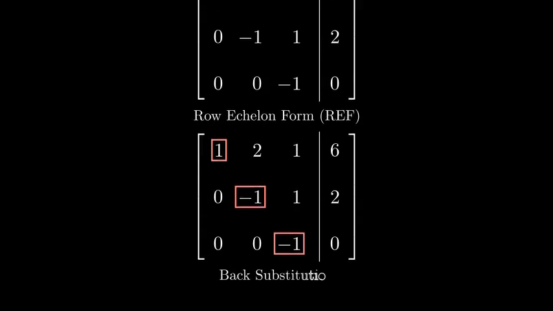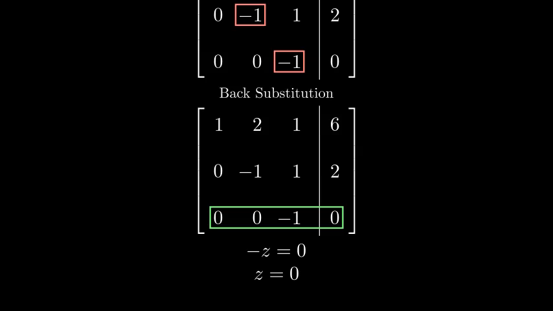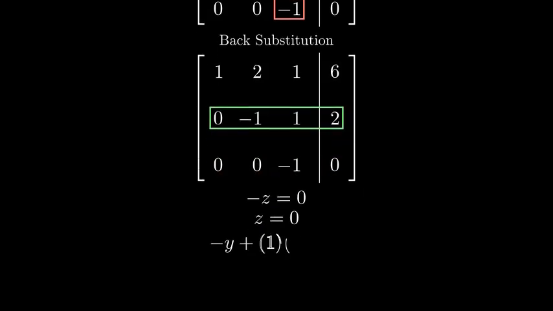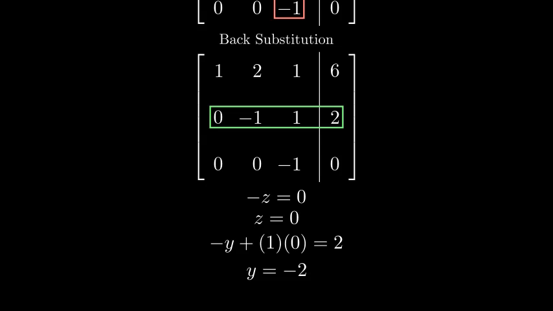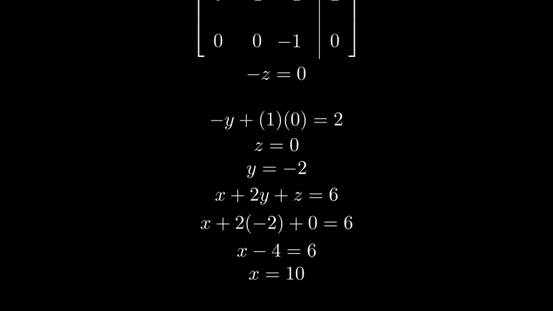Now we can solve the system through back substitution. From the third row, we can directly see that negative z equals 0, so z equals 0. Looking at the second row, we have negative y plus z equals 2. Since we know z equals 0, we get negative y equals 2, so y equals negative 2. Finally, from the first row, we have x plus 2y plus z equals 6. Substituting y equals negative 2 and z equals 0, we get x plus 2 times negative 2 plus 0 equals 6, which simplifies to x minus 4 equals 6, giving us x equals 10.